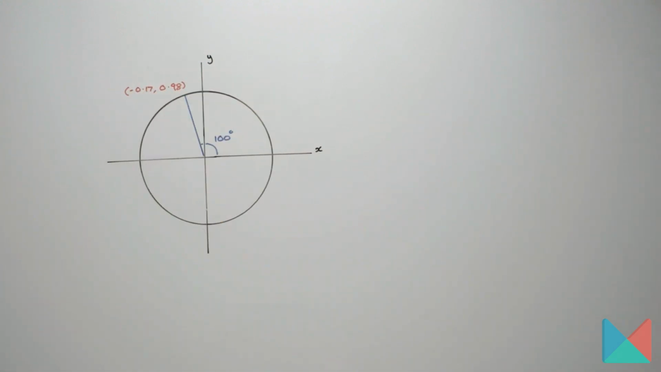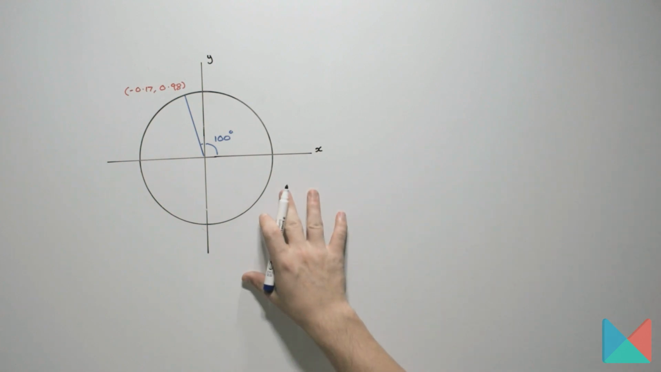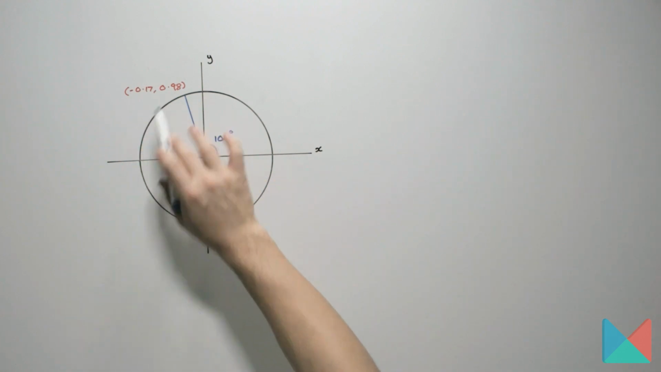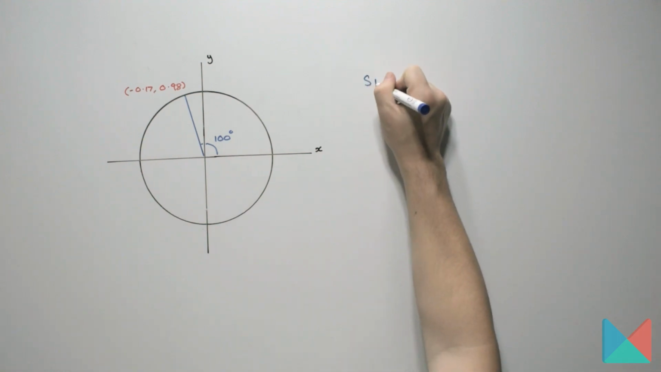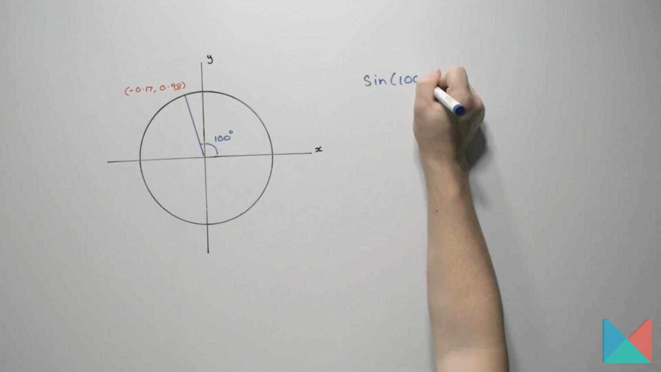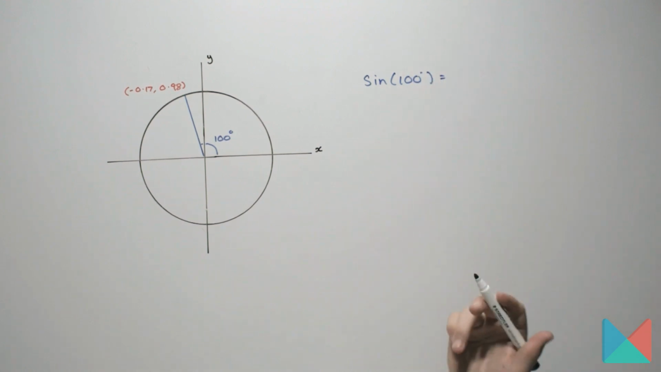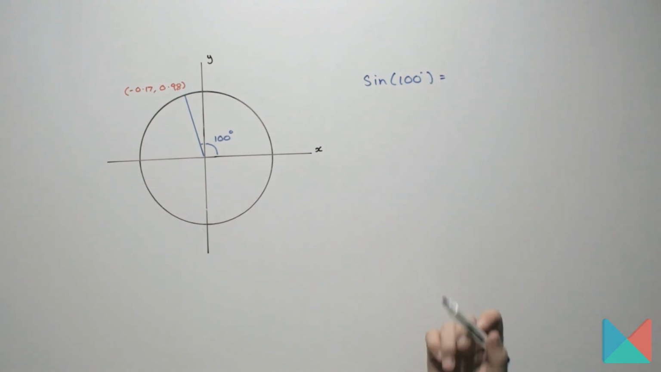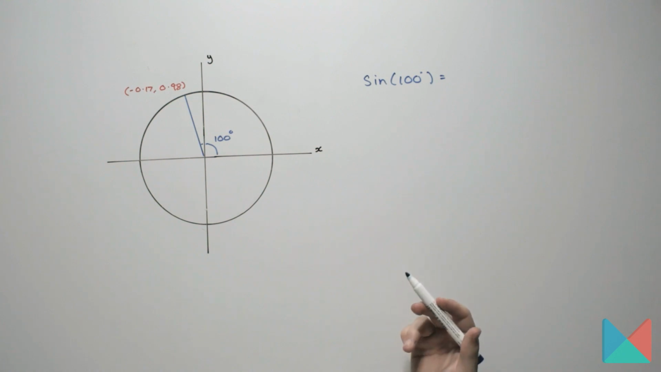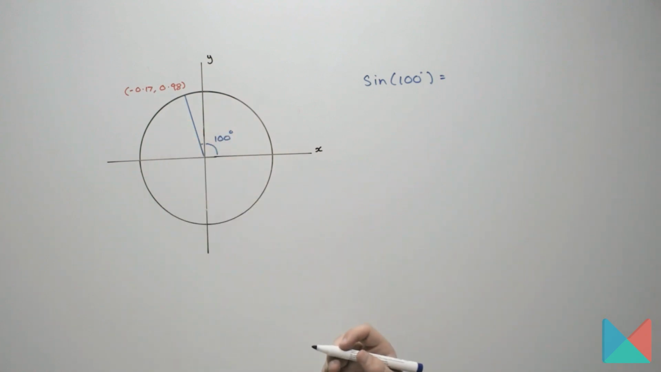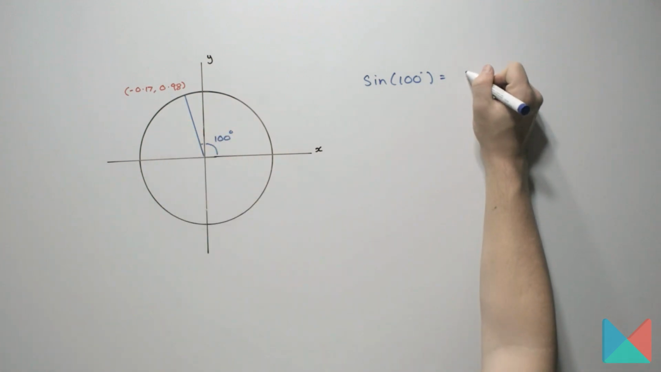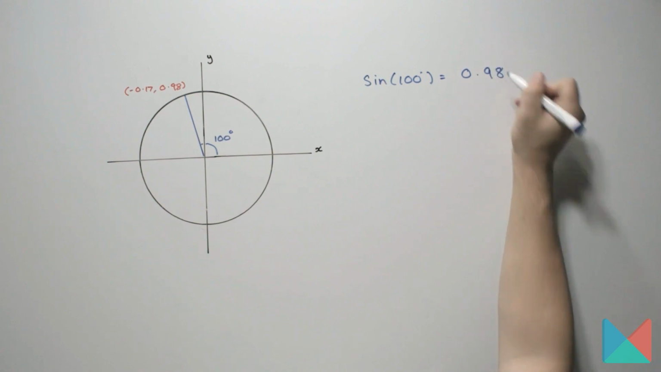For the final example, I want to deconstruct this unit circle that has the coordinates negative 0.17, 0.98 on it, which occurs at an angle of 100 degrees. Now the first thing I want to ask is, what is sine of 100 degrees? Well, we know that sine is read off the y-axis, and it is the y component of the coordinate on the circumference of the unit circle. So at 100 degrees, we have a y component of 0.98. Therefore, sine of 100 degrees will be 0.98.